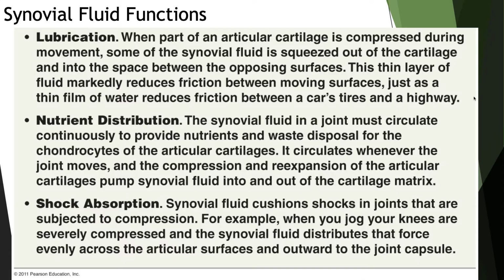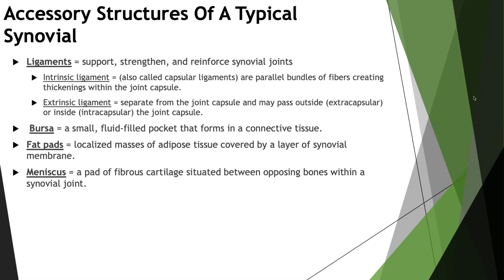We also have some accessory structures of a typical synovial joint. In complex synovial joints, such as the knee, like I said, there's a variety of these accessory structures. You have ligaments that support, strengthen, and reinforce these synovial joints. A couple different types of ligaments that we have. We have intrinsic ligaments, which are also called capsular ligaments, and are parallel bundles of fibers creating thickenings within the joint capsule.